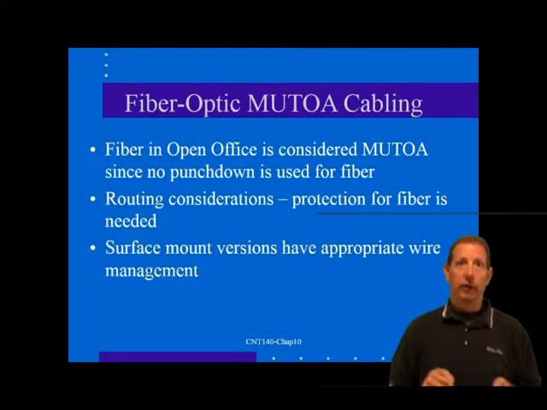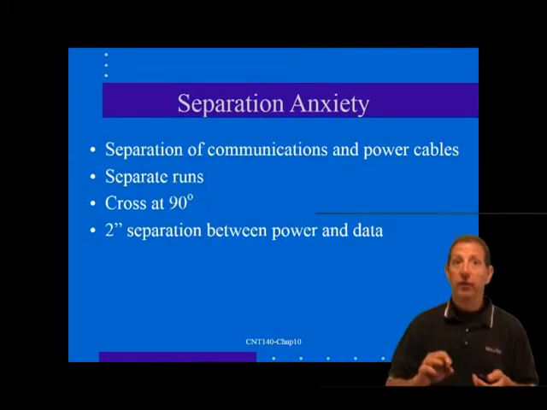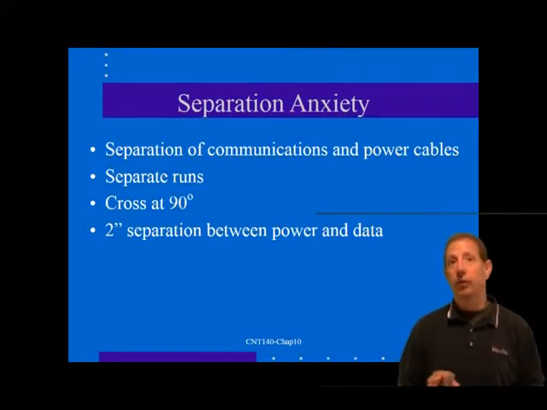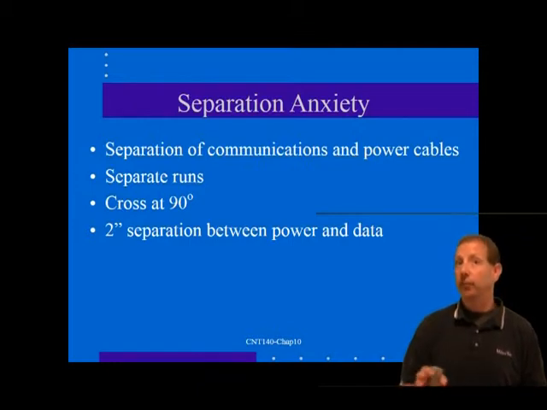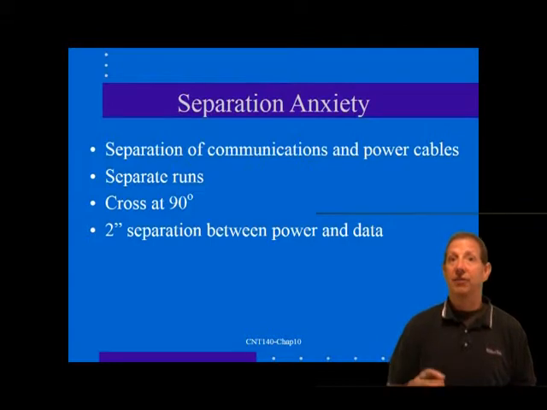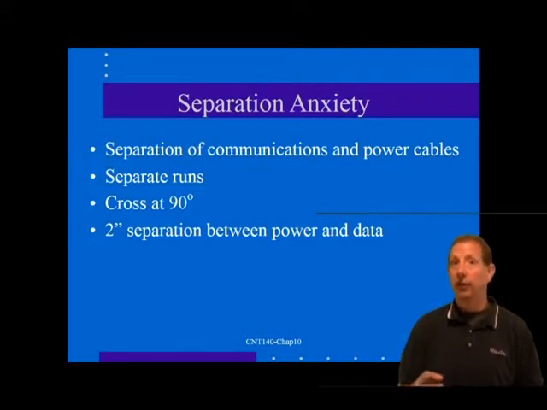So let's look at a little separation anxiety here. One of the side issues that arise in open office cabling is the separation of communications cables from power cables. The reason for this is that there is some concern regarding the potential interference from power cables, and there are naturally safety concerns about having dangerous voltages in close proximity to low voltage communications wiring.